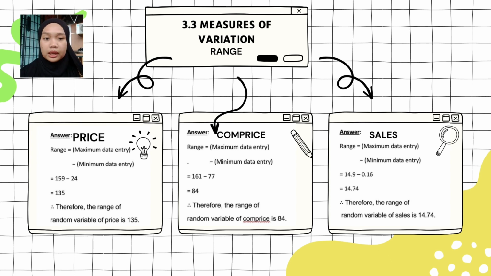First of all, we have range. The formula for range is maximum data entry minus minimum data entry. Let's see in price, for example. The maximum data entry is 159 minus the minimum data entry of 24, and the range in price is 135. The same formula goes for comprise and sales.